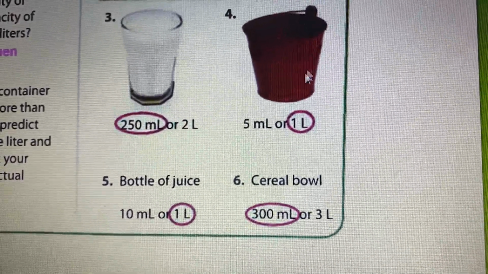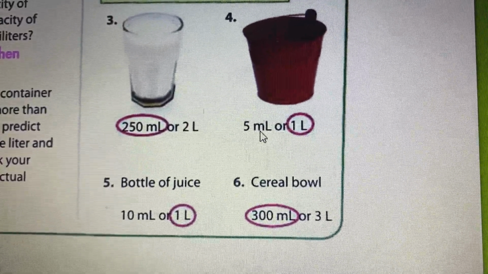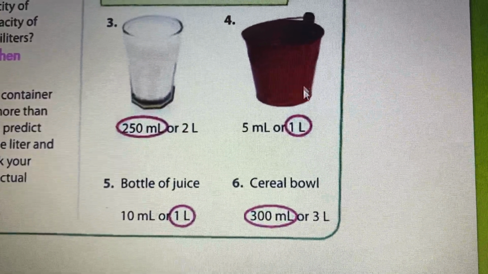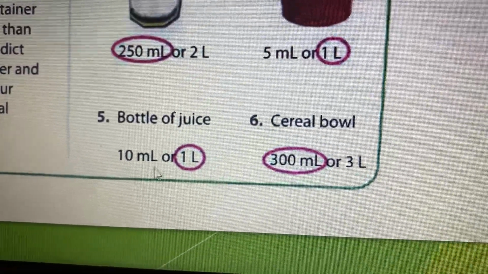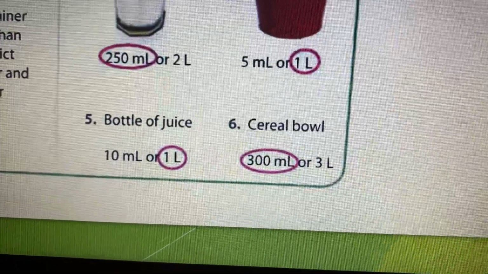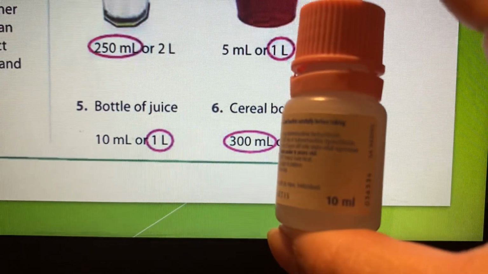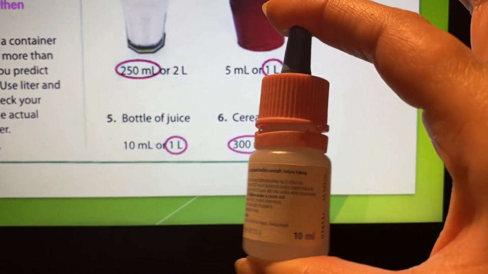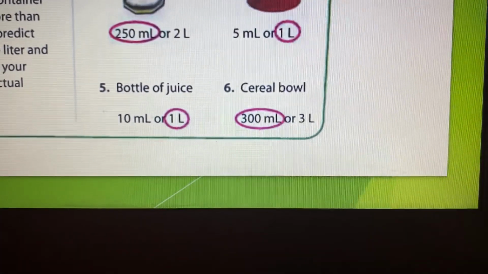Now look at this pail. Do you think that it holds 5 milliliters? 5 milliliters is too small. Or 1 liter? Yes, of course, 1 liter. Now, bottle of juice, 10 milliliters. Look, I'm going to show you the 10 milliliters. Here it is. It's very small. Do you think that a bottle of juice will be the same size as this? Of course not. So yes, it's 1 liter.